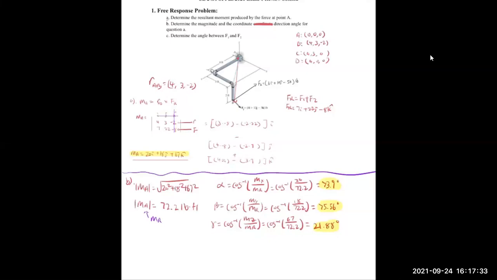And then part C is asking to determine the angle between F1 and F2. Okay, it says determine the angle between two forces. You know that we have to apply our dot product equation. And let me scale this down.